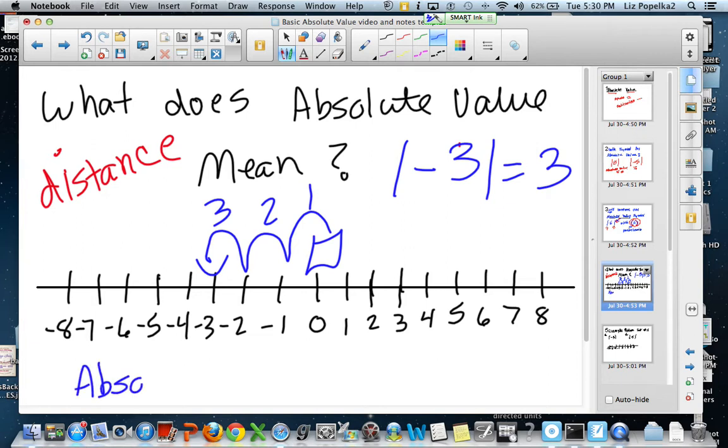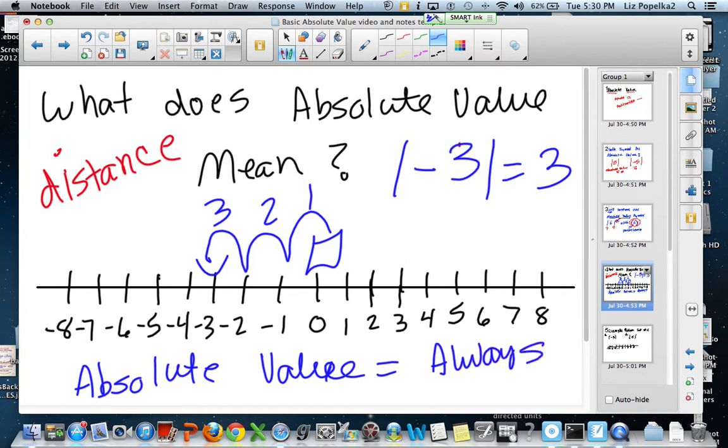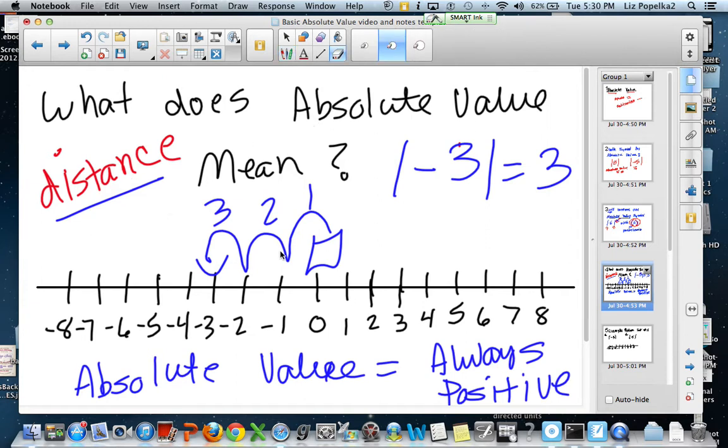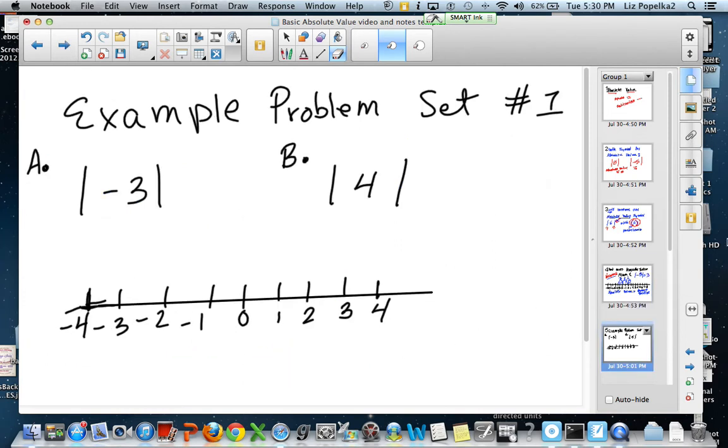Therefore, absolute value, this is a key idea, is always positive. Always, always, always. Because what absolute value really means is a type of distance. And even if you're walking backwards, you're not traveling in a negative distance. So that means that absolute value is always positive. Let's look at another example here. So, I didn't mean to do the same one, but hopefully it'll still make sense. So in example A, the absolute value of negative 3.